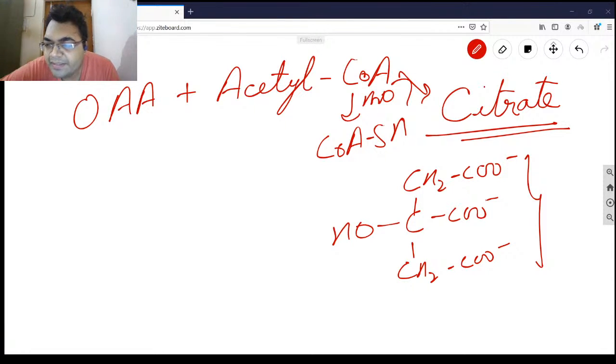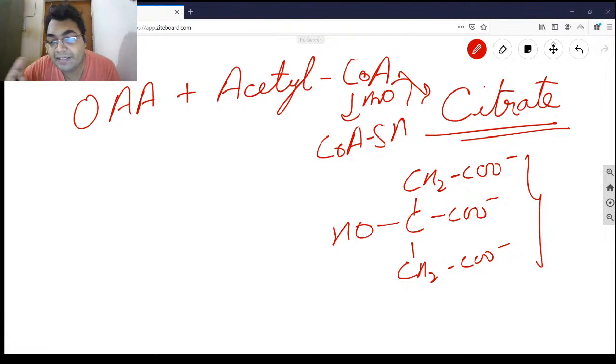Then the dehydration will happen, leading to a double reaction, first by the enzyme known as aconitase. This aconitase causes dehydration and converts it into cis-aconitate that we talked about in the last class. Then rehydration happens. Aconitase restructures the citrate, realigns it again and produces isocitrate.